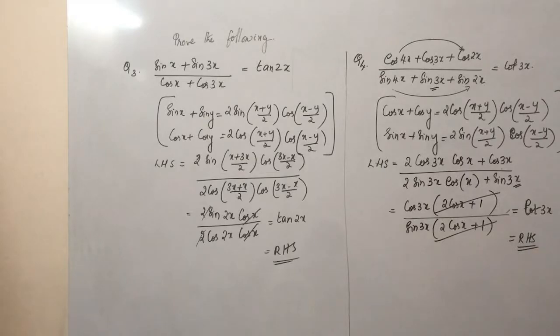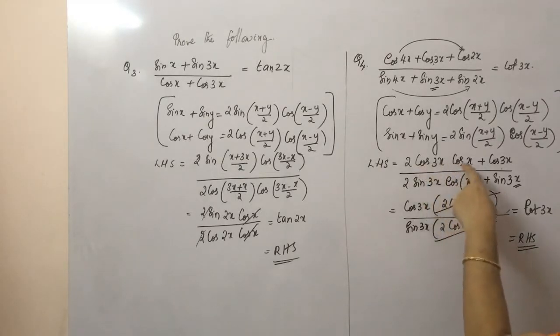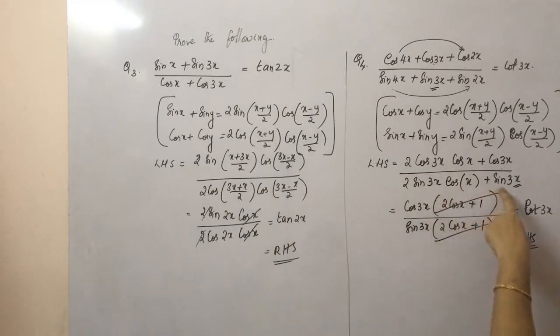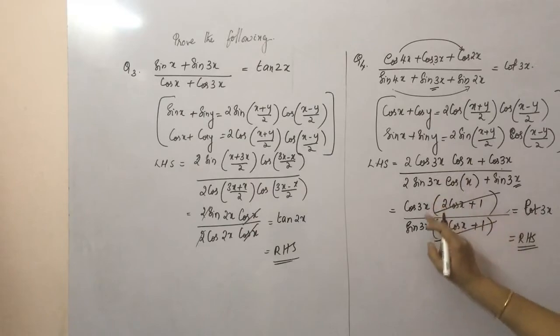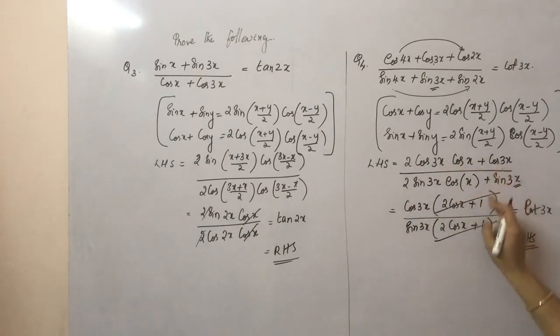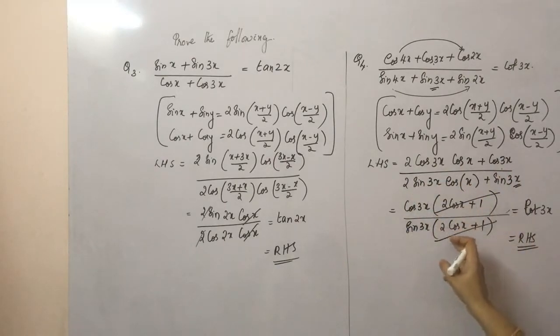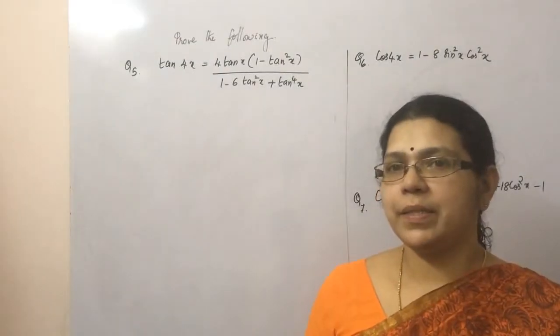Am I clear? So here what did I do? Whatever that is common in the numerator to these two terms and whatever that is common to the denominator in these two terms is taken outside. That is cos 3x is common for these two terms. So cos 3x taken outside, 2 cos x plus 1 divided by sin 3x common taken outside, 2 cos x plus 1. So 1 plus 2 cos x and 1 plus 2 cos x cancel from the numerator and denominator. That leaves cos 3x by sin 3x, which is cot 3x, according to what is required in the proof. Moving on to the next question.